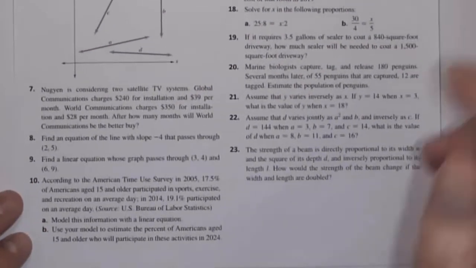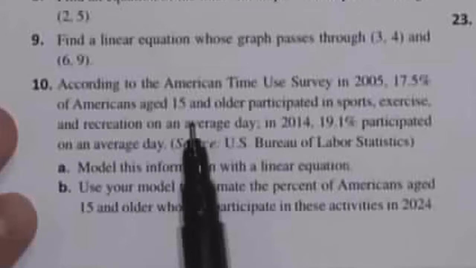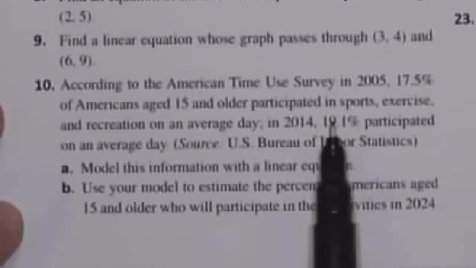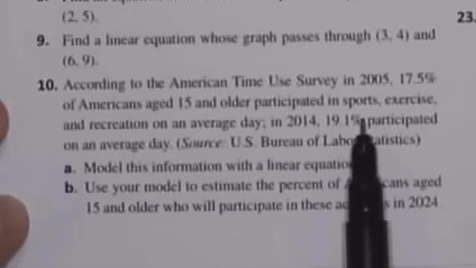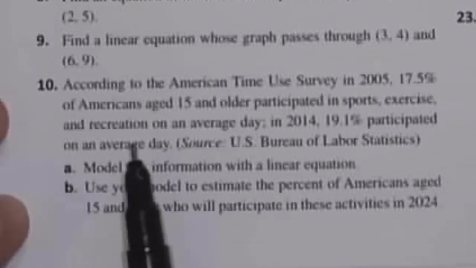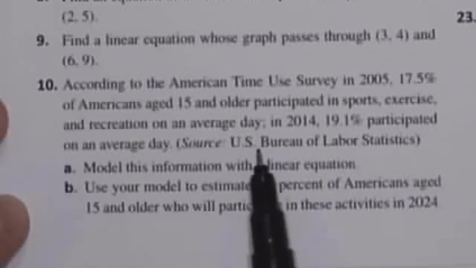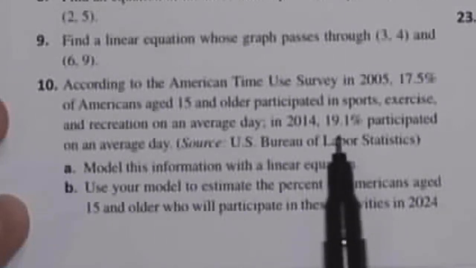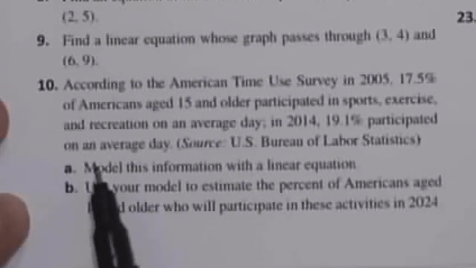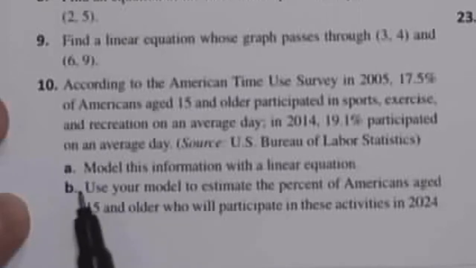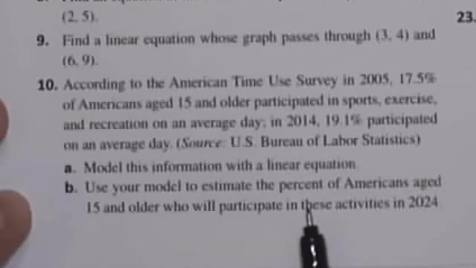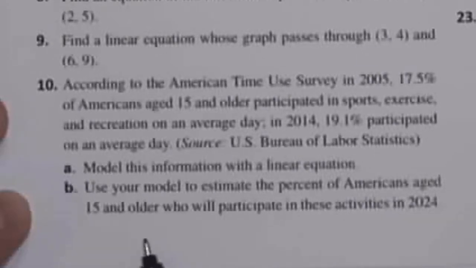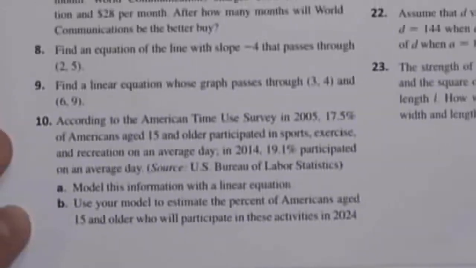Number 10. According to the American Time Use Survey, in 2005, 17.5% of Americans aged 15 and older participated in sports, exercise, and recreation on an average day. In 2014, 19.1% participated on an average day. Model this information with a linear equation. Use your model to estimate the percentage of Americans aged 15 and older who will participate in these activities in 2024.